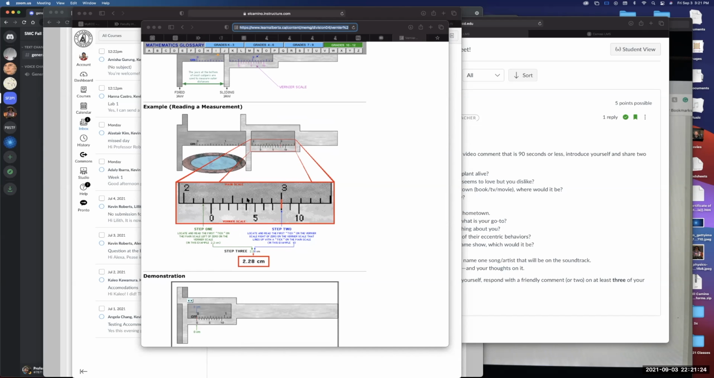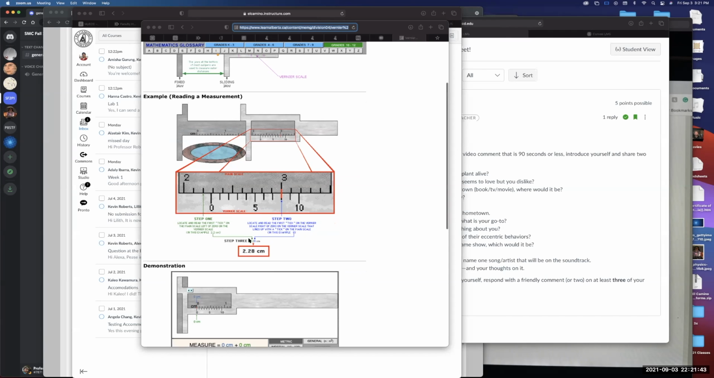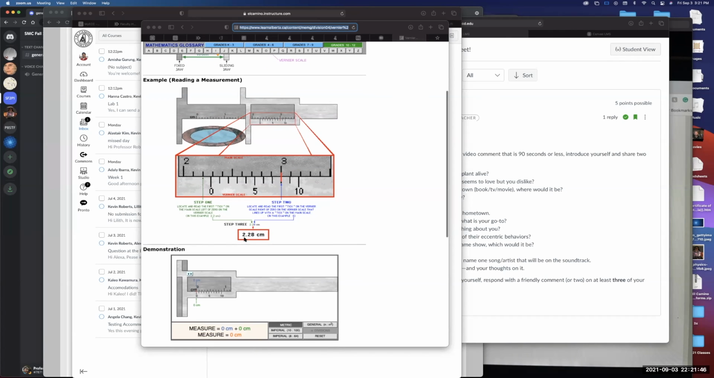So step 1, you measure off the main scale as 2.12, and then the first one on the vernier scale here tells you where you stop on the main scale. By the way, the vernier scale starts at 0, going up through 10. And that's how you get 2.2 centimeters. Get the next digit by figuring out which one of these tick marks lines up best with one of the main scales. And so that's going to be 2.8, like that.